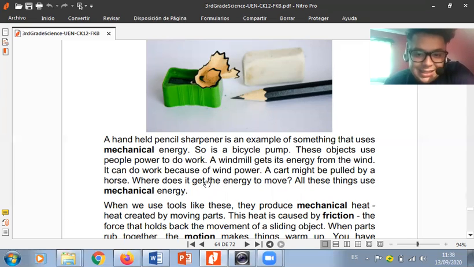Where does it get the energy to move? Where do you think the sharpener gets the energy? Because it's mechanical energy. It's mechanical energy, if you don't know. But where did it get the power of the energy?